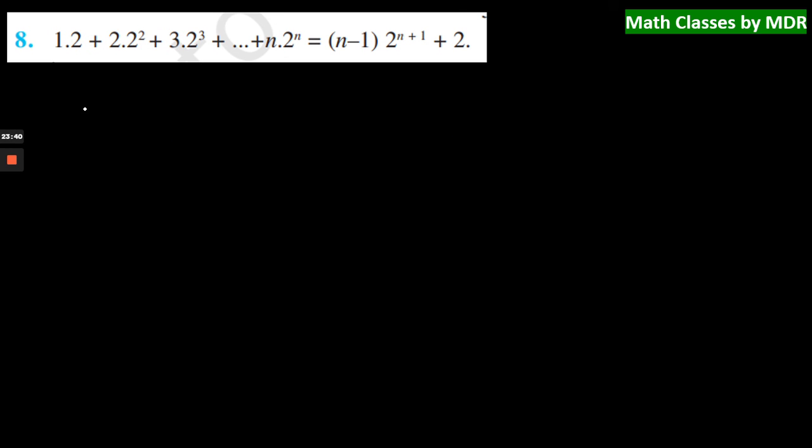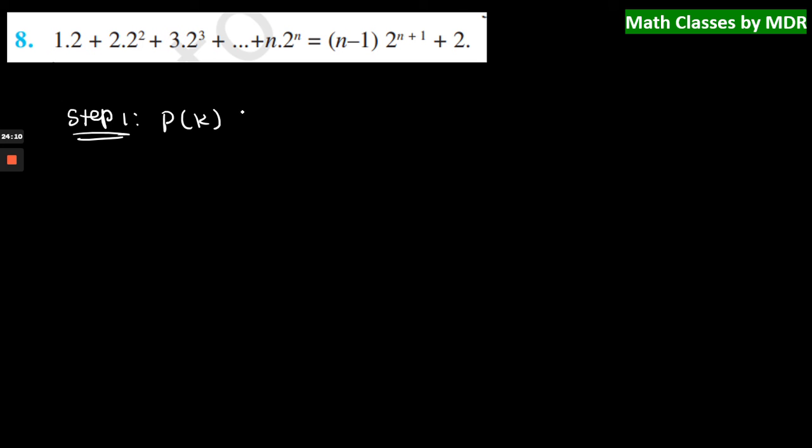Now let's take the 8th question. At least it looks simple, right? They are just lengthy problems. All are simple problems, but just lengthy ones, right? And while you are showing your work in the exam, you have to write each and every step clearly, and you have to write the words also, sentences also. Okay, what you have done and why you have done it, how to mention. That is important in this principle of mathematical induction.